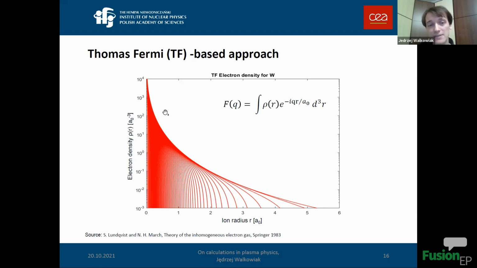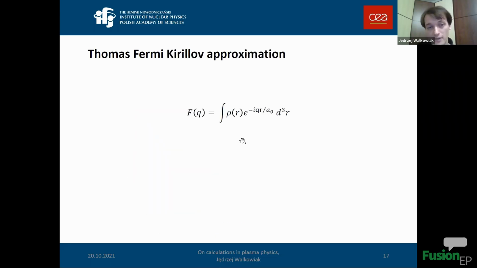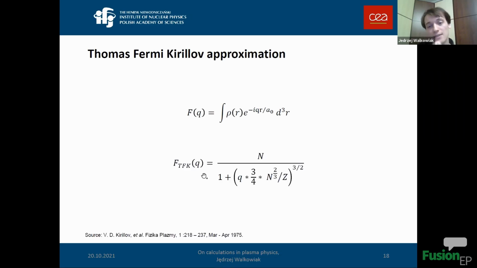But still, in the basic Thomas Fermi model, we have the problem of integrating the electron density to get the atomic form factor. We are not able to calculate it in an analytic way. We must make the numerical integration, similar to the case of density functional theory. But we have the Kirillov approximation of the Thomas Fermi model, which gives us a very simple analytical solution to this integral. And we are able to calculate it 1000 times faster than with the numerical integration of the DFT approach.